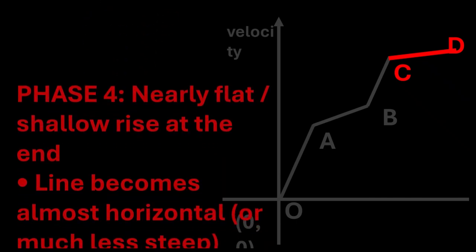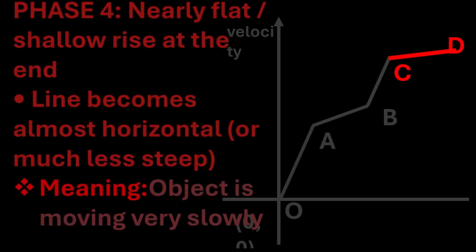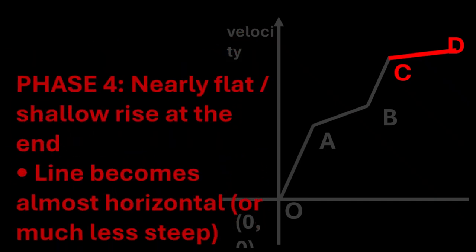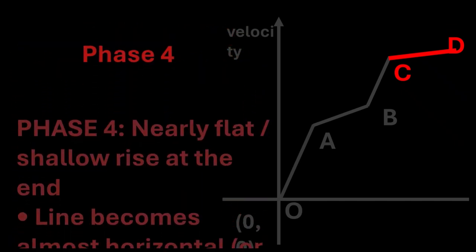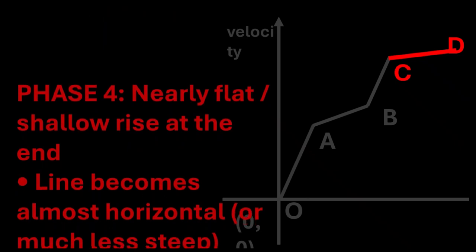So the phase four is nearly flat, or the rise is very shallow, and the line becomes almost horizontal, right? So if CD is almost horizontal, it means rate of change of distance with respect to time, my bad, it's not velocity, it is distance. So rate of change of distance with respect to time is almost zero, which means velocity is almost zero, which means the object is slowing down or is almost at rest.